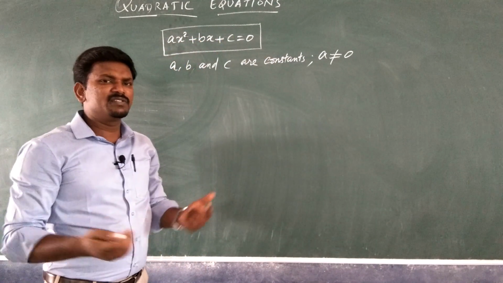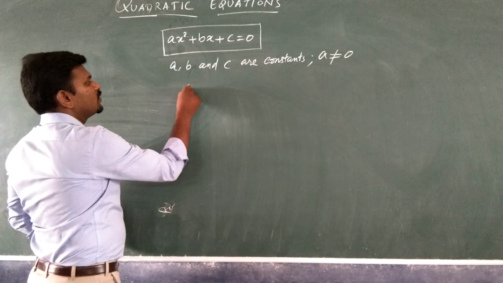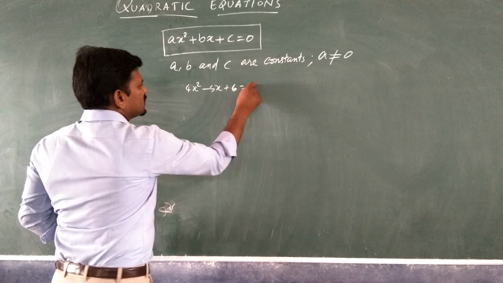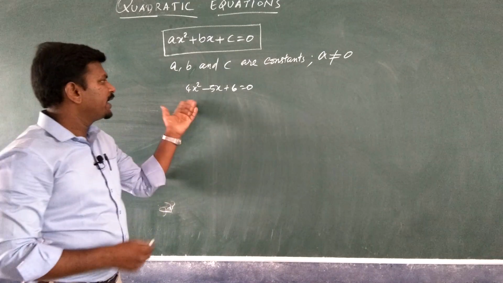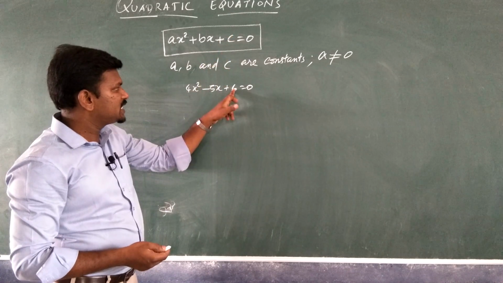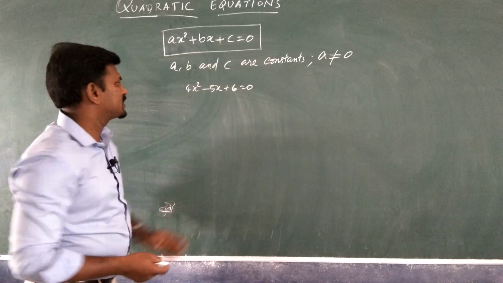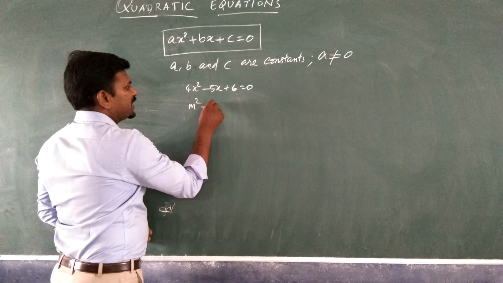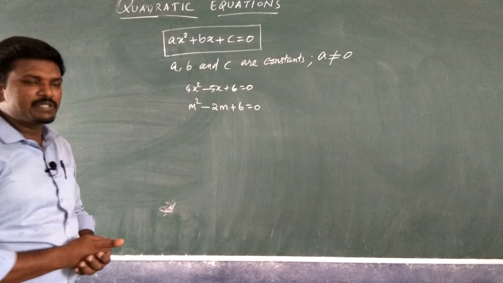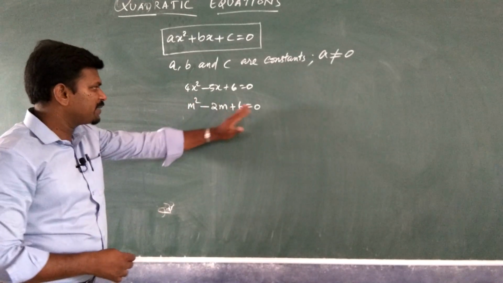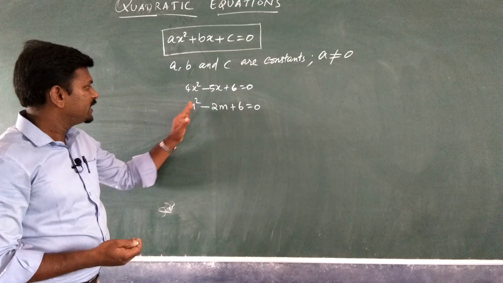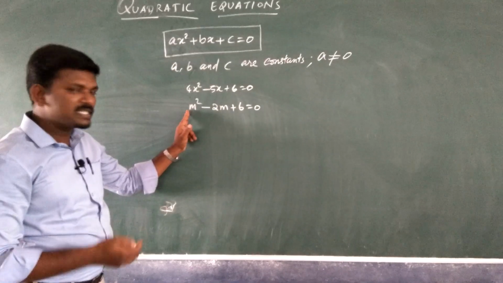b and c may be 0. So I will write some examples. 4x square minus 5x plus 6 equal to 0. This is an example for a quadratic equation. Here a is equal to 4, b is equal to minus 5, c is equal to 6, x square, x constant. Then m square minus 2m plus 6 equal to 0. Is this a quadratic equation? Yes, it is. m square, m constant. a is equal to 1. If there is no coefficient, the coefficient of m square is considered as 1.